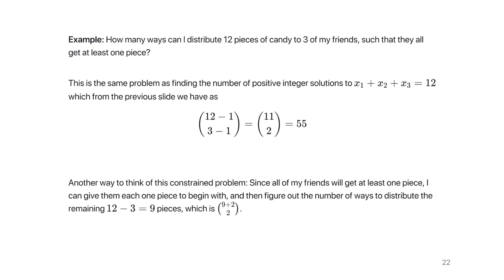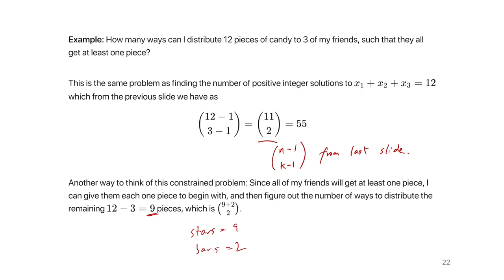Is that clear? So I give them each one piece to begin with, and now we have 9 pieces remaining. So stars are 9, bars are 2, and then I look at 9 plus 2 choose 2, which works out to be the exact same as what I found before. And so this 11 choose 2 comes from n minus 1 choose k minus 1 from the last slide. Is this okay?